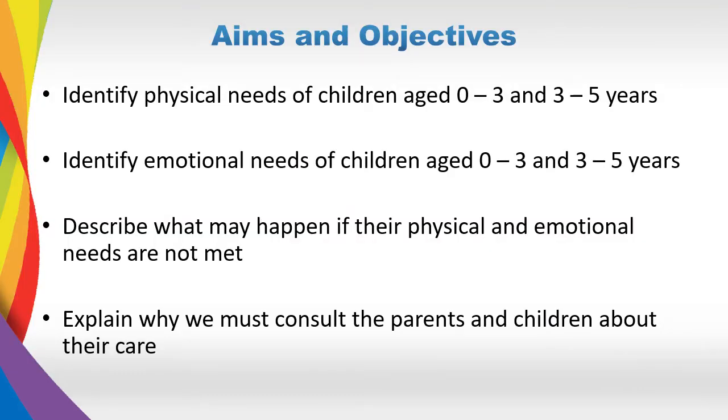And the aims and objectives of this session are, by the end of the session you will be able to identify the physical needs of children aged 0 to 3 and 3 to 5 years of age. You'll be able to identify emotional needs of children aged 0 to 3 and 3 to 5 years of age. Describe what may happen if their physical and emotional needs are not met, and explain why we must consult the parents and children about their care.